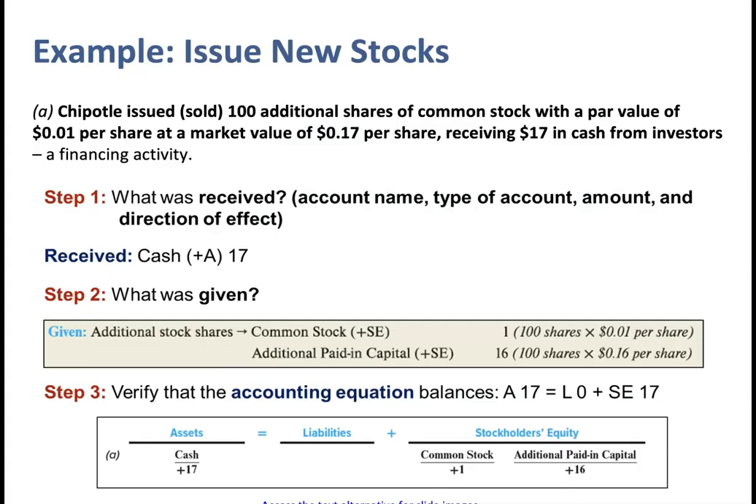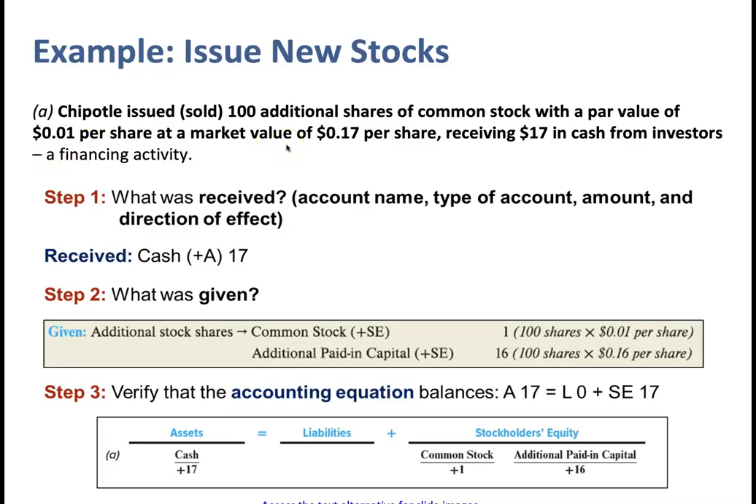All right, now let's illustrate transaction analysis using Chipotle. This is an example of Chipotle issuing new stock. Chipotle sells 100 shares of common stock with a par value of 1 cent. What is a par value? Par value is basically a face value of the stock. It's typically very small, 1 cent, $1, very small.